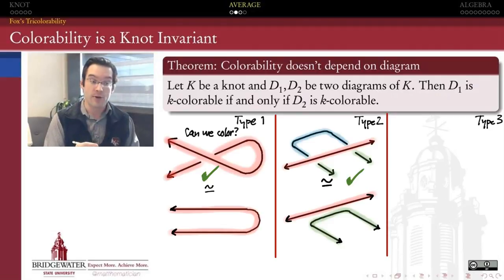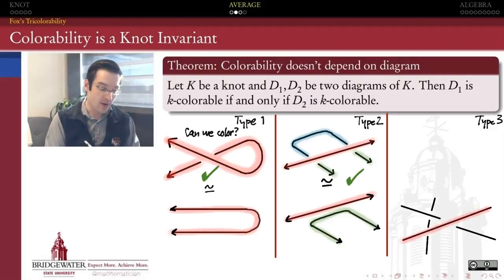I can color it with the third color and have a valid coloration, because at each of these two crossings, all three of my colors are distinct. So the question of colorability is preserved under the type 2 Reidemeister move as well. How about type 3, the so-called slide?